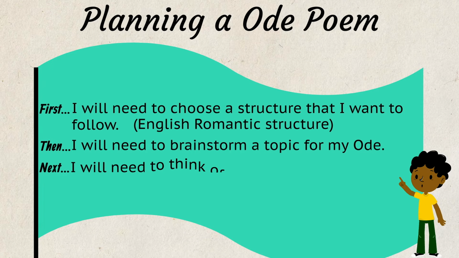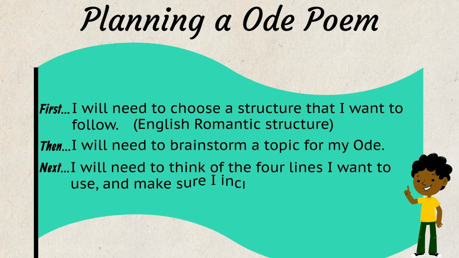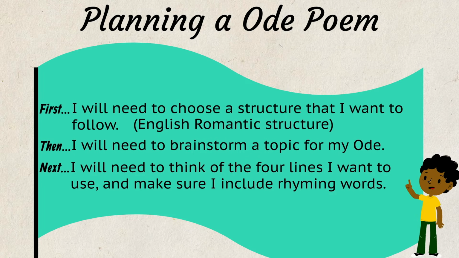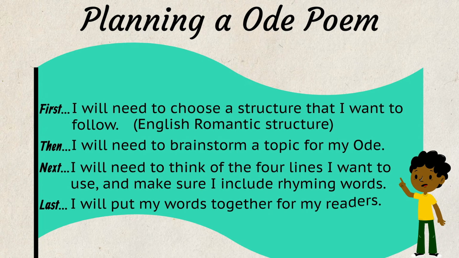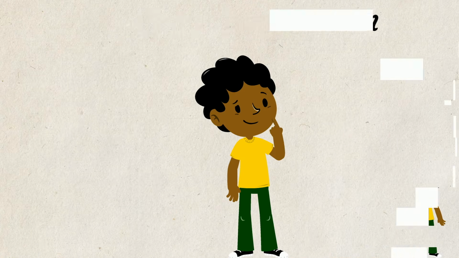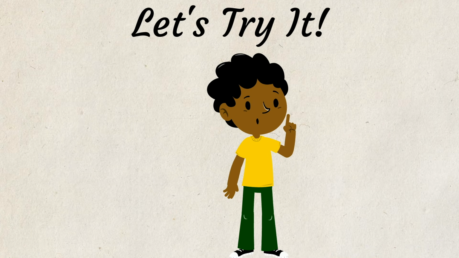Next, I will need to think of the 4 lines I want to use for my ode and make sure I include rhyming words. Last, I will need to put my words together for my readers. Let's try it. My ode poem is called Scrumptious Cupcake.